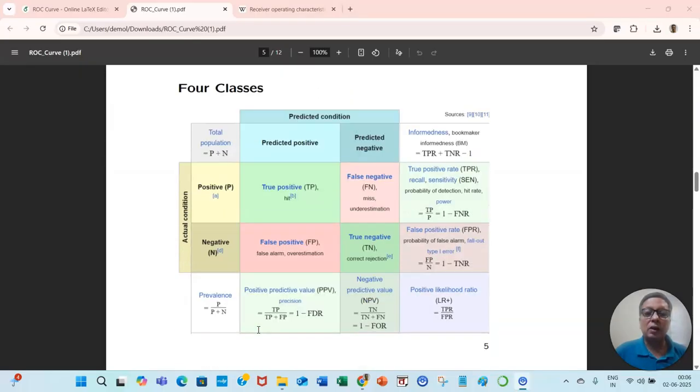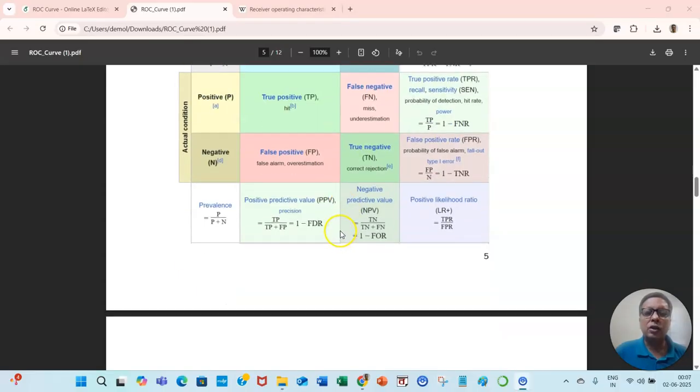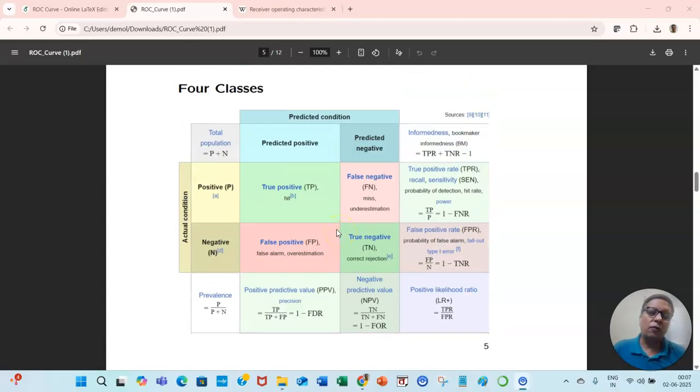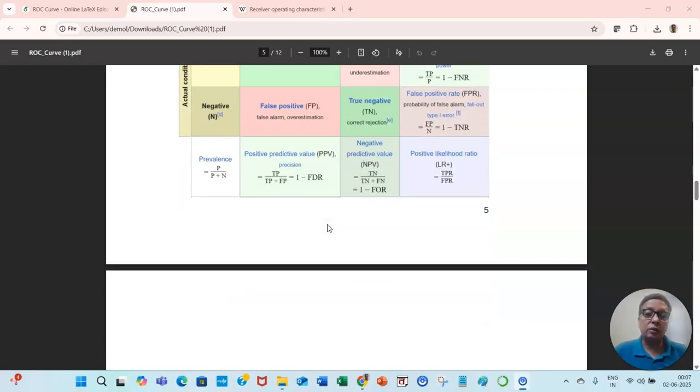Here is a graphical description. We have predicted positive, predicted negative, and actual condition positive or negative. So we have true positive, false negative. We have predicted negative falsely. Then false positive and true negative. Then we calculate the true positive rate, false positive rate, and accuracy, which comes as the proportion of correct predictions.